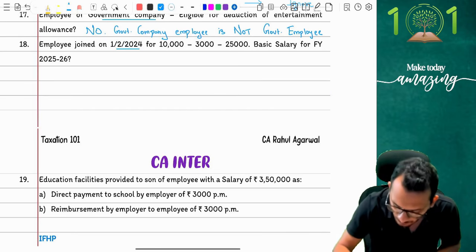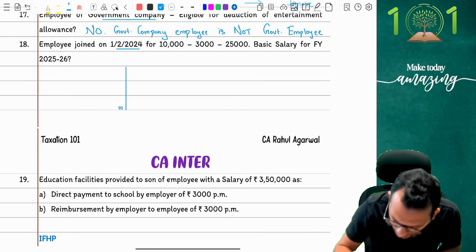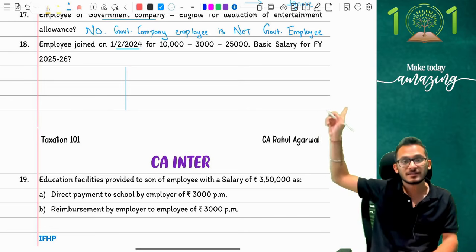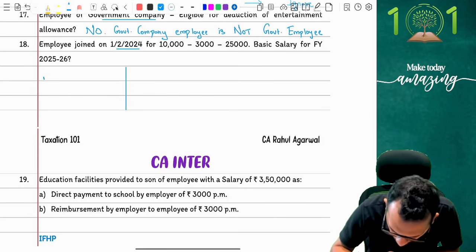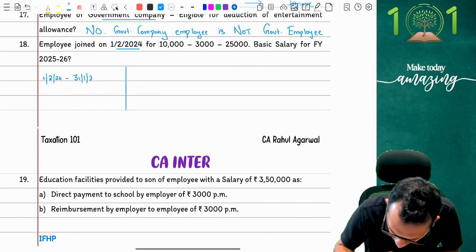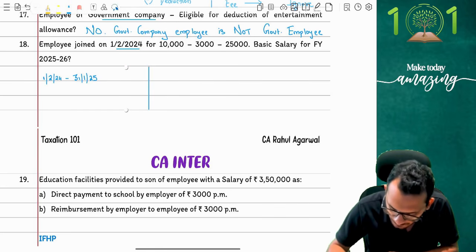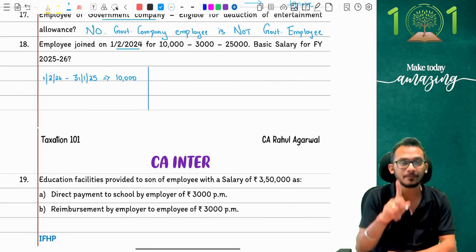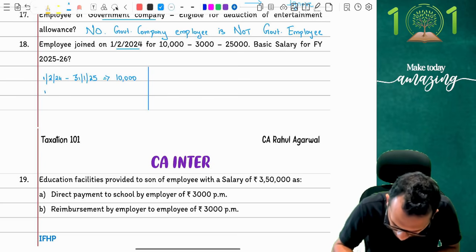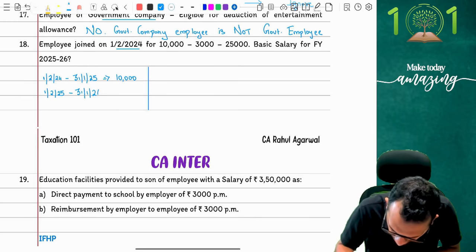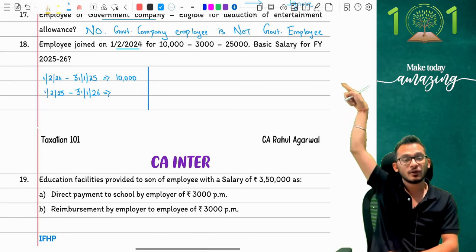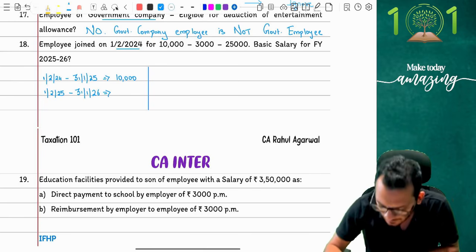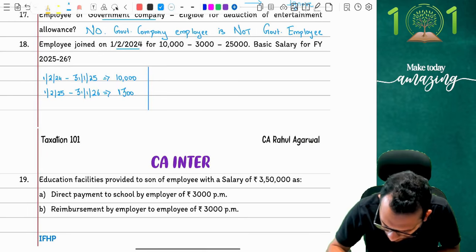Which means you need to first figure out the dates very, very carefully. Understand this carefully. My joining has been 1st February 24, which means what is going to happen? From 1st February 24 till 31st January 25 is my first year, in which case I would have got 10,000 rupees salary. Agreed? Yes. Next, from 1st February 25 to 31st January 26, I would have got an increment. My increment would have been 3,000 rupees, making my salary 13,000 rupees.